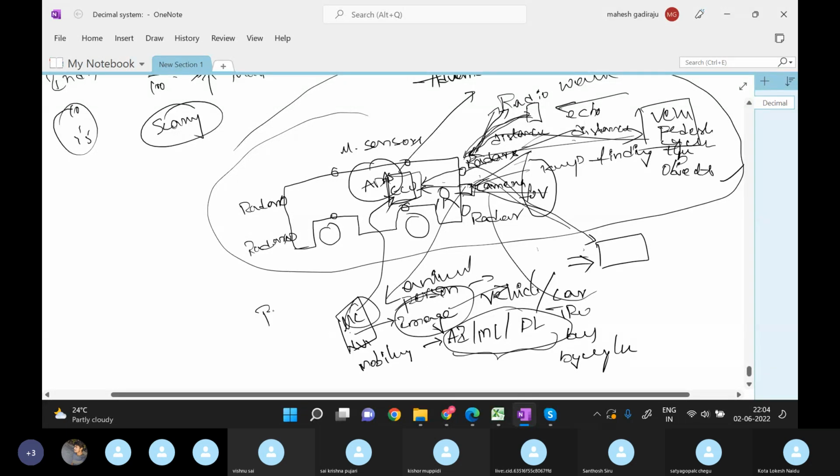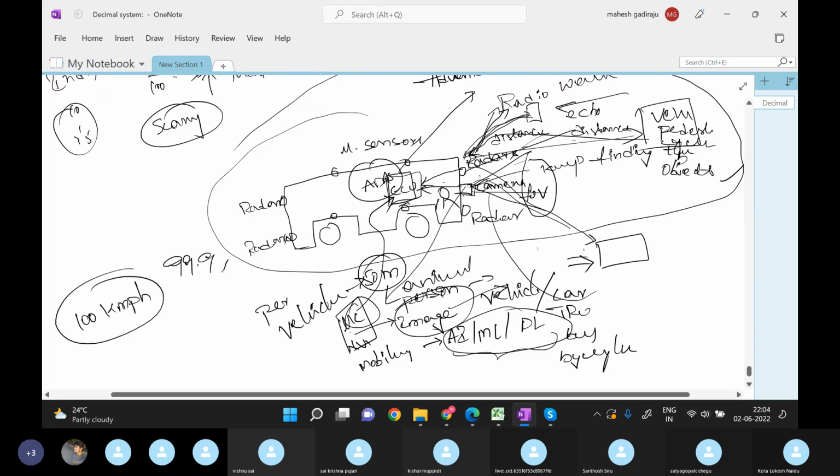There is a person or vehicle in front of you, just 50 meters ahead. At the same time, you are traveling at 100 kmph. There is a 99.9% chance of hitting that frontal object. Correct?